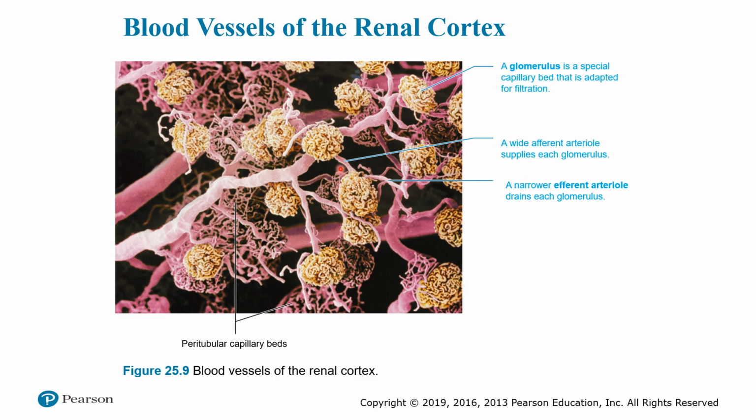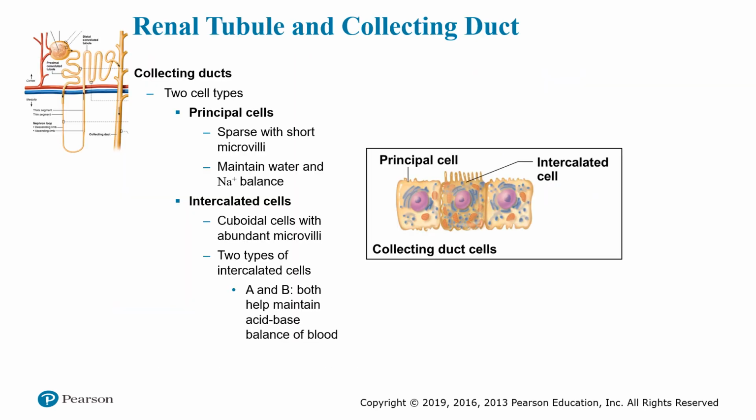And now it has an afferent arteriole. The afferent arteriole is wider, and the efferent arteriole is thin compared to the afferent arteriole. Now let's go over the renal tubule. Now we are here. We already went over all these parts. Now we are in the renal tubule and the collecting duct.